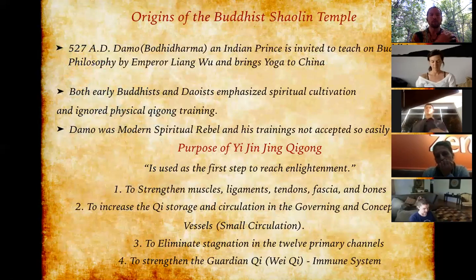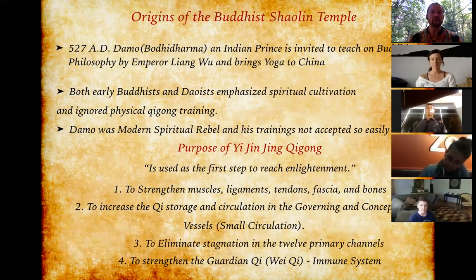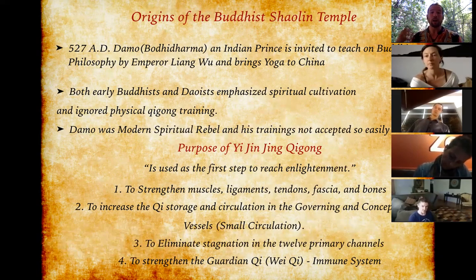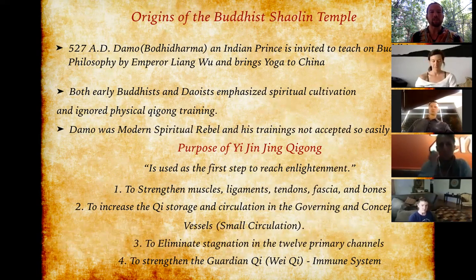All right, so more on Damo, Bodhidharma. He was invited by Emperor Liang Wu, because Buddhism started to gather a lot of richness, and so basically Damo was an Indian prince invited to teach on Buddhist philosophy, and essentially brought yoga to China. Both early Buddhists and Taoists emphasized spiritual cultivation, and typically ignored physical Qigong training, because they felt the physical body was temporary and a distraction. So they were like, why do I want to focus on the physical body when I want to achieve oneness? So I'm just going to be an ascetic. I'm going to fast so I can keep my vessel very clear, and I'm going to meditate for long hours.